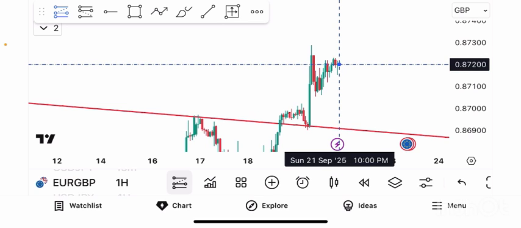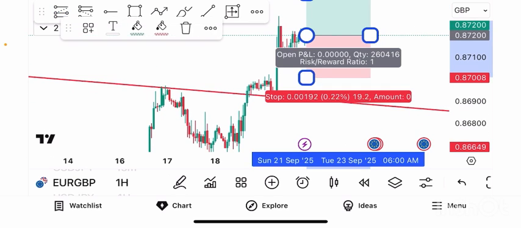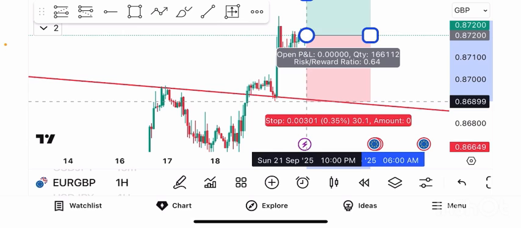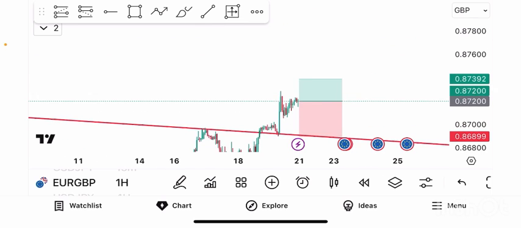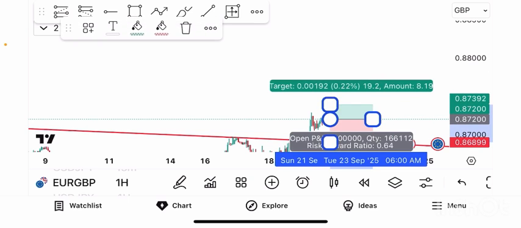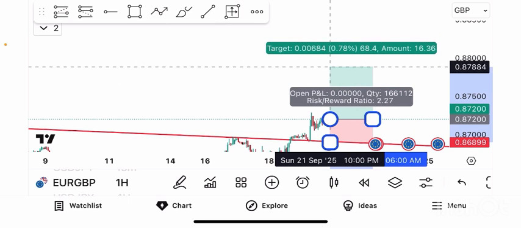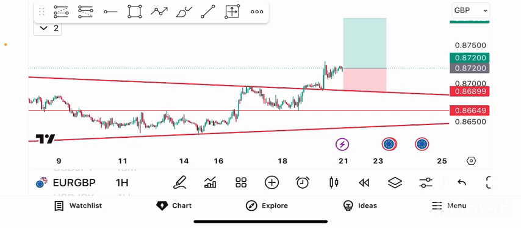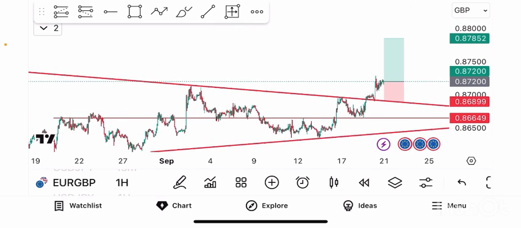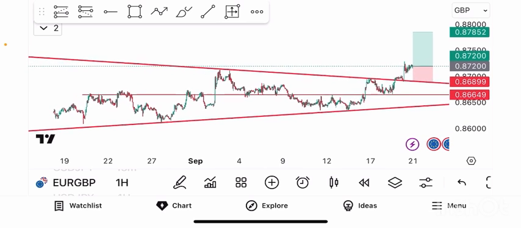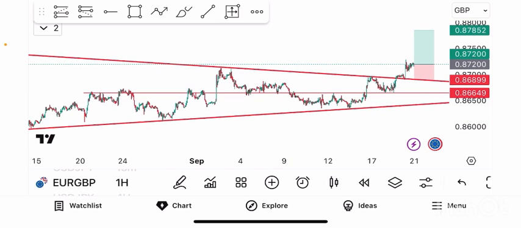Making my entry there, I'll have my stop loss at this level here, and I will extend my take profit to 1:3 or 4. It's a breakout trade. So this is what the trade is likely to be. So that's the analysis in EURGBP.